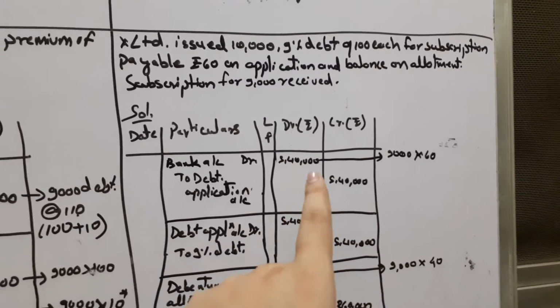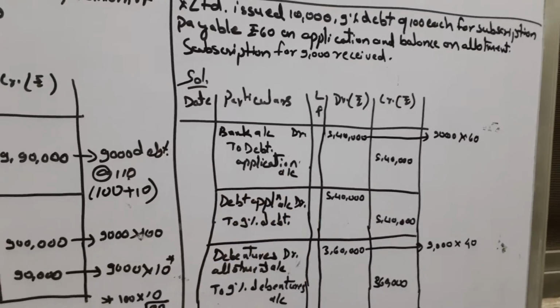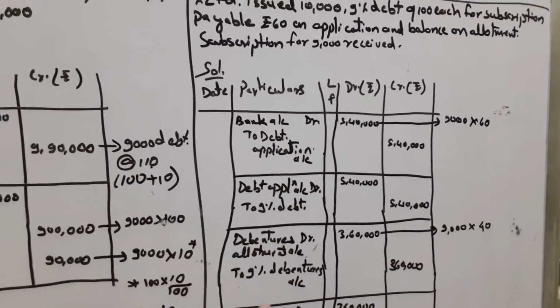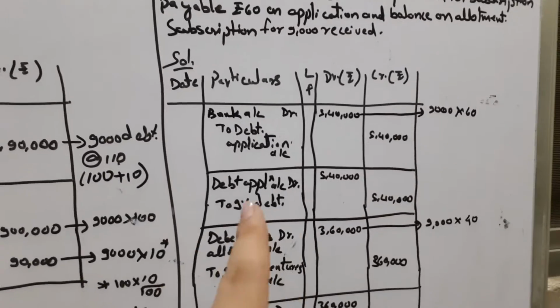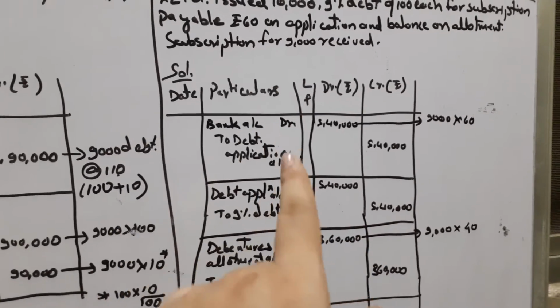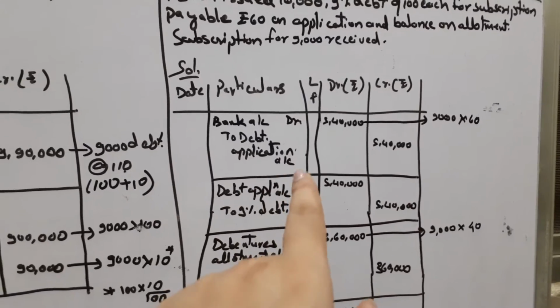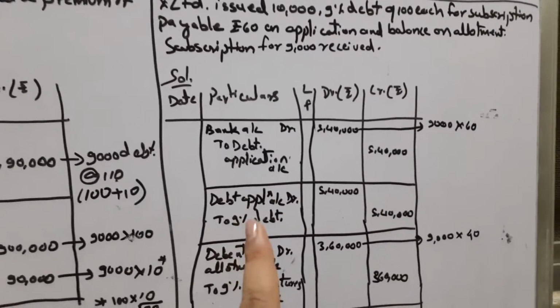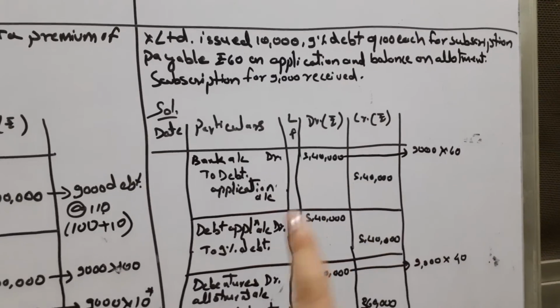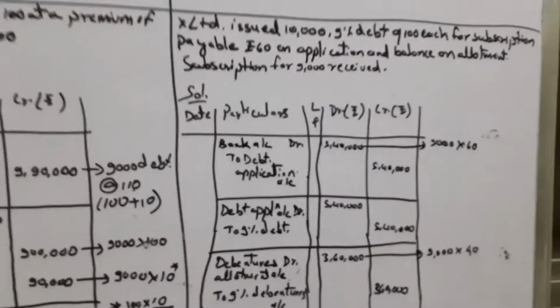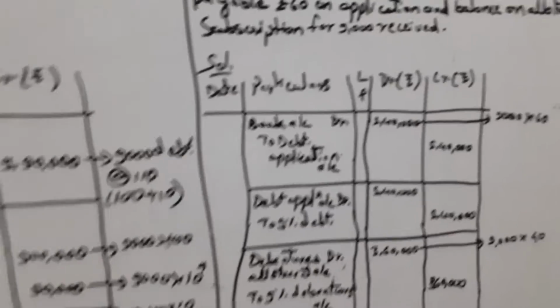So 5,40,000. Here you have to write the narration in each entry. Though I have not written it, you have to write it during exams. You have to mention what entry you have passed and why you have passed it, that narration in brief. Like, being amount received for 9,000 debentures at the rate of 60 rupees. That much you have to write, and that should always be in brackets.